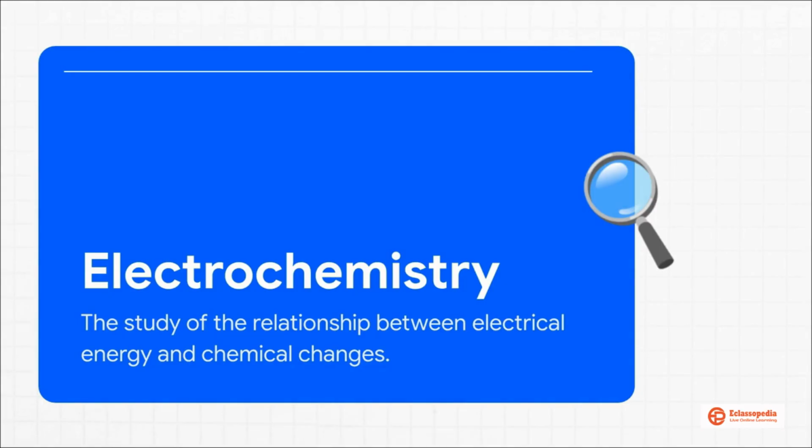Basically, it's the study of the relationship between electrical energy and chemical changes. You can think of it as a translator between two totally different languages of power. On one side, you've got chemical bonds breaking and forming, and on the other side, you have the raw flow of electric current. Electrochemistry is the bridge that allows one to transform into the other, and the whole shebang happens through the transfer of electrons in redox reactions.